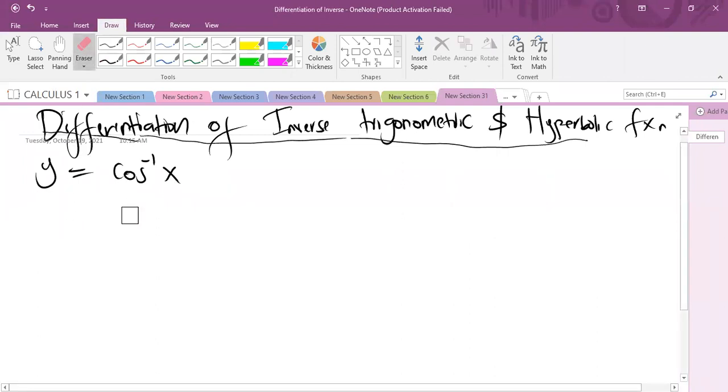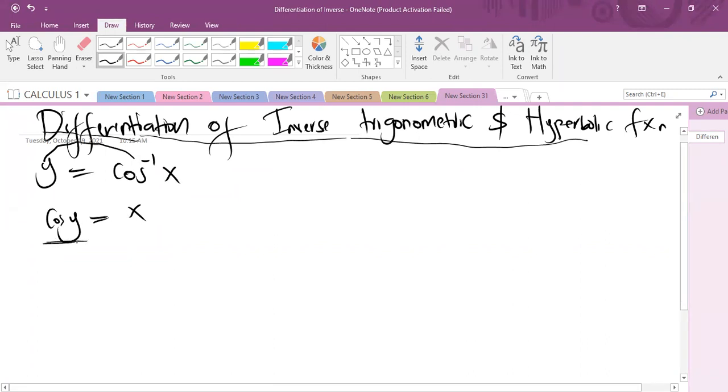Now, in order for you to differentiate these inverse functions, first of all, write them in their correct form, like cross the bracket so that it's no longer inverse. So this crossing to this side, we will have cos y is equal to x. Then differentiate.